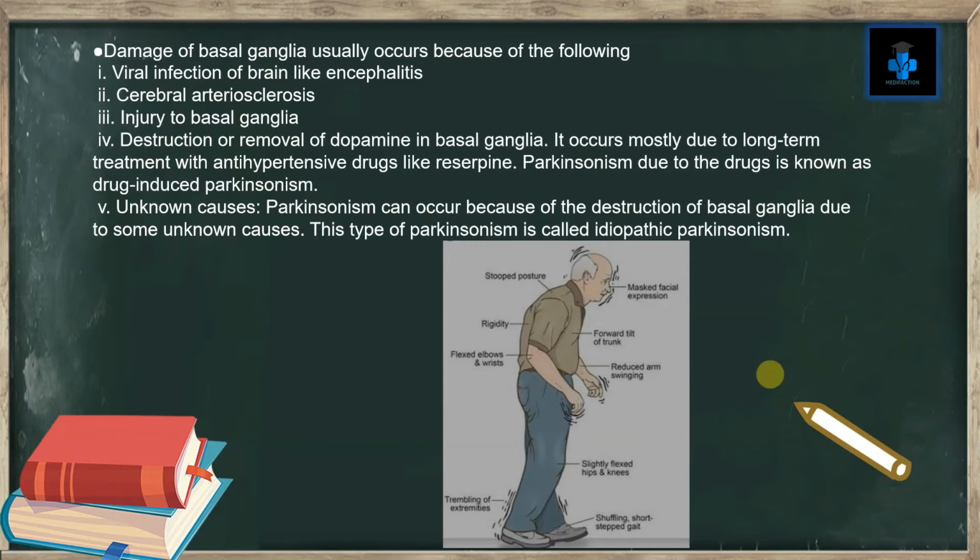Unknown causes. Parkinsonism can occur because of the destruction of basal ganglia due to some unknown causes. This type of Parkinsonism is called idiopathic Parkinsonism. So these are some typical symptoms: masked face expressions, forward tilt of trunk, reduced arm swing, and also flexed elbow as well as wrist. This is the rigidity.